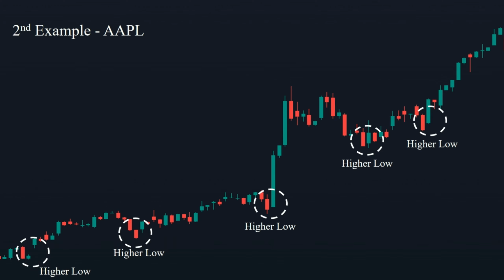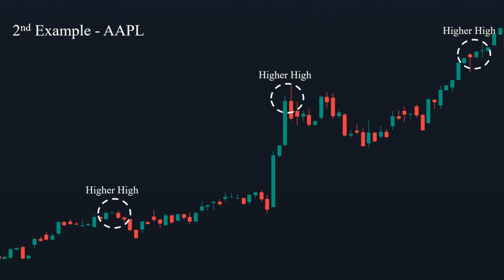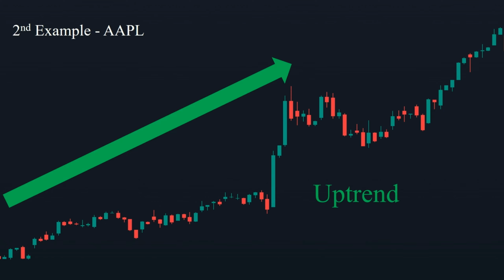This chart also consists of several higher highs, which means that buyers are much stronger than sellers and they are increasing the price from one point to a higher point. Overall the big picture of this chart is an uptrend, and it is obvious that the price is increasing from a level to a higher level, composed of several higher highs and higher lows.